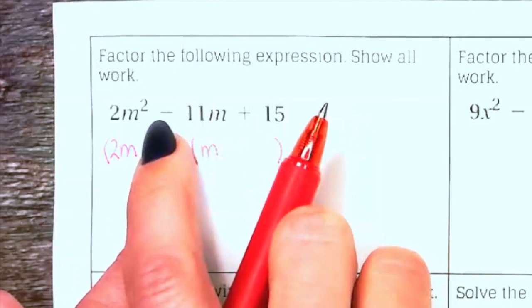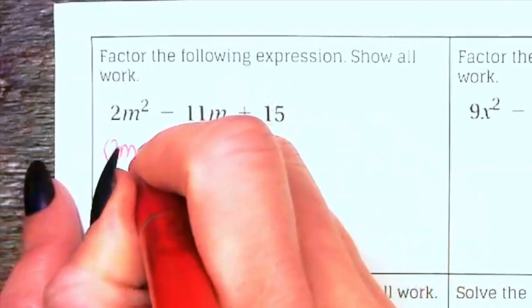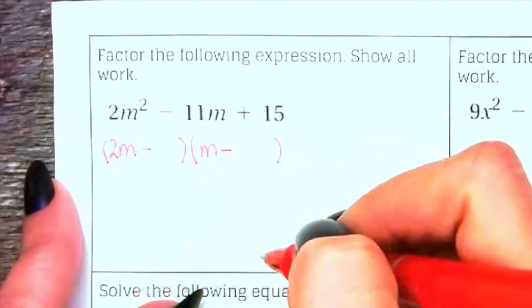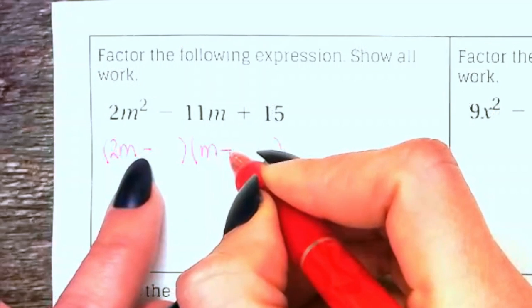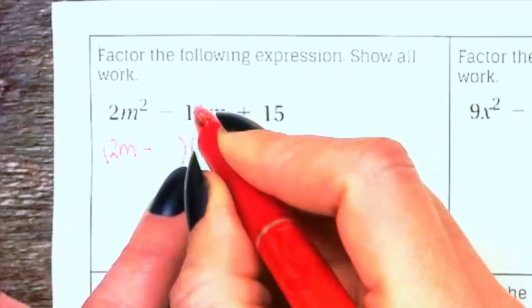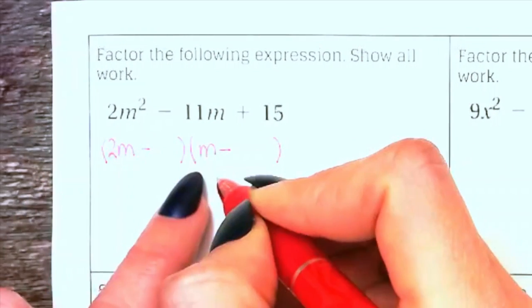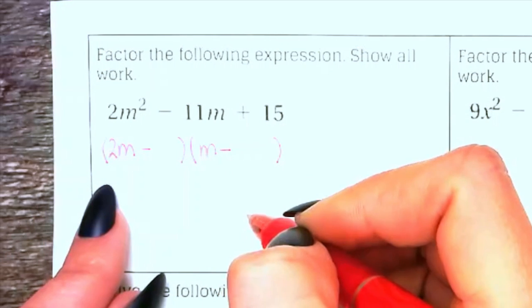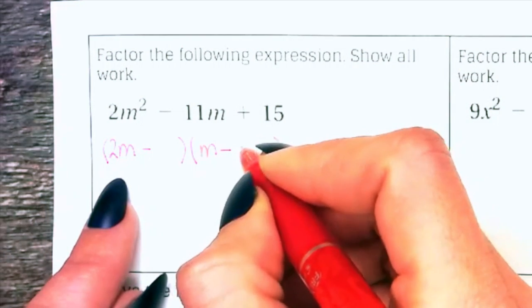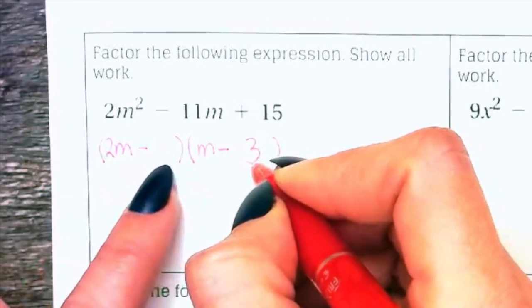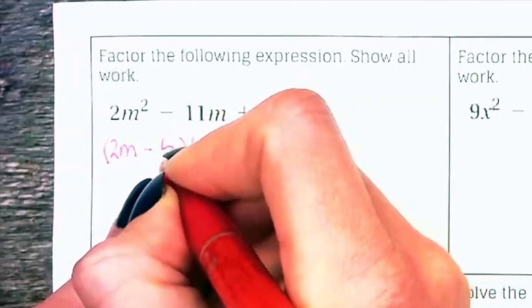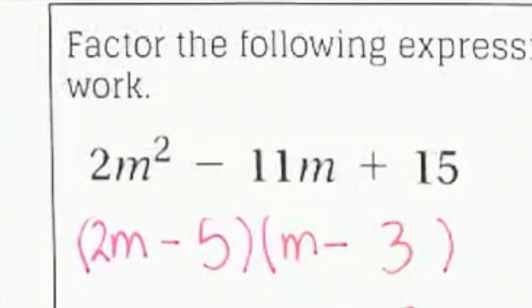If this sign is positive and this sign is negative, I know they're both negative, because last times last has to be positive. That means they're both the same. And outer and inner is negative 11, so they're both going to be negative if they're both the same. If I put a 3 here, I'll get a negative 6m for my outer. 3 times what is 15? 5. 5 and 6 makes 11, as long as they're both negative. I'm done and factored.